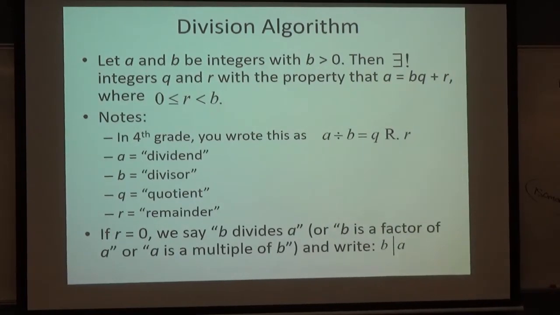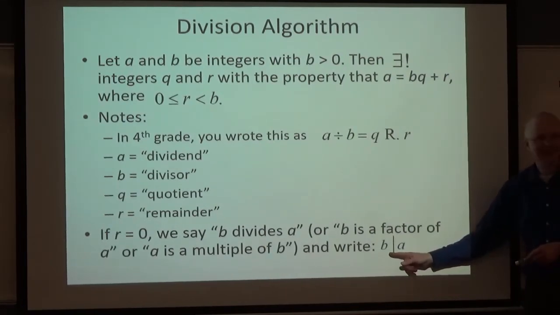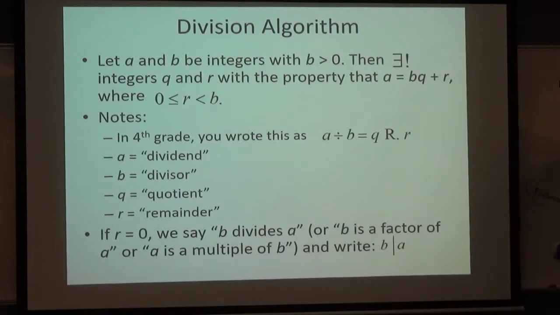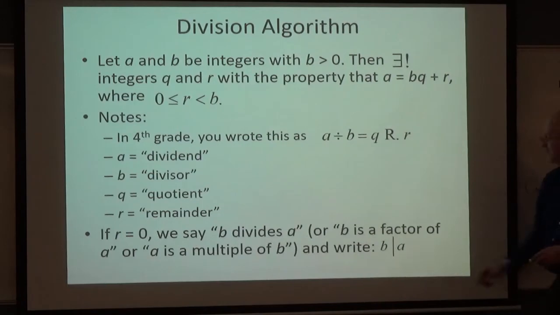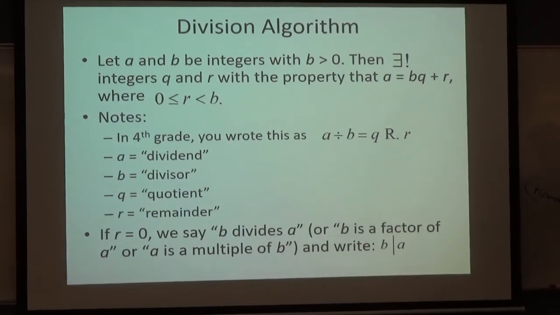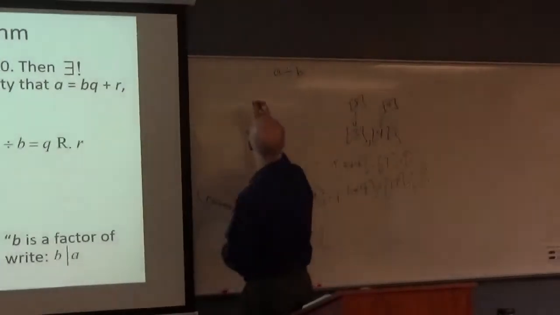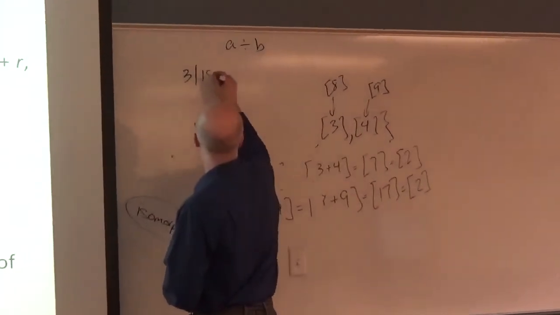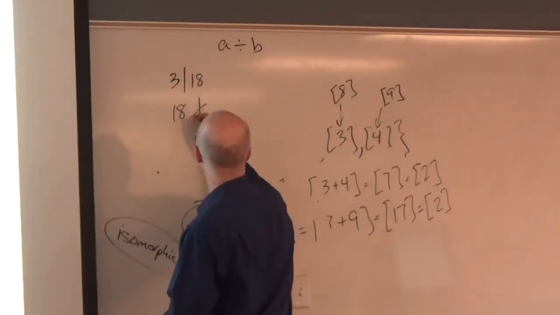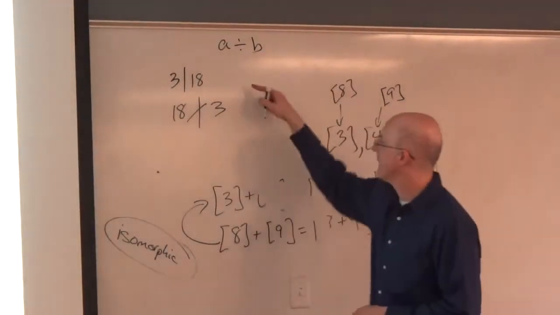If R is 0, that's very important. More terminology, you say B divides A, or B is a factor of A, or A is a multiple of B. We'll usually say B divides A, and write that kind of thing. But this is confusing. We were doing A divided by B here. But when you get a remainder of 0, you say B divides A, and you write it that way. So, for example, 3 divides 18. But 18 does not divide 3. You can write both of those kinds of things.